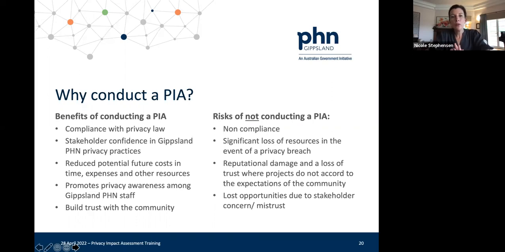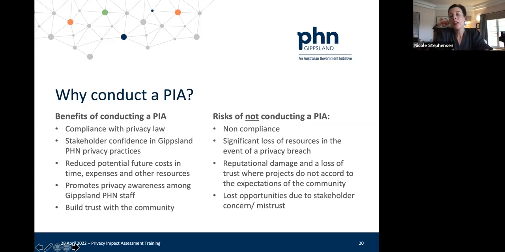It allows for a degree of stakeholder confidence in Gippsland PHN privacy practices. Now, whenever we're in that health space and whenever we're dealing with personal information, you can't underestimate stakeholder confidence, right? And stakeholders are not just the community that you serve. Stakeholders are other practices, there's service providers, staff members are stakeholders as well. It's really important that those stakeholders have confidence in privacy practices, because then they know that, hey, we're in a place where we're dealing with a PHN that gets it.